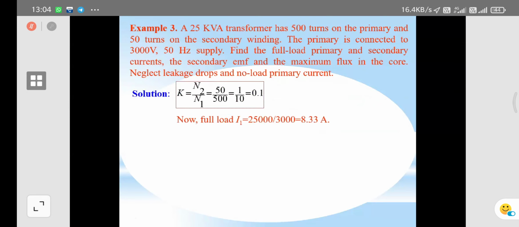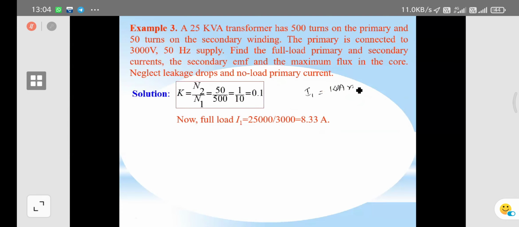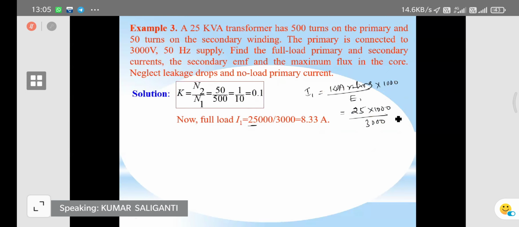Now what about the full load current? As already explained, the full load current I1 equals KVA rating into 1000 by E1. The KVA is 25, so 25 into 1000 by 3000, that is 25,000 by 3000, which is 8.33 amps.